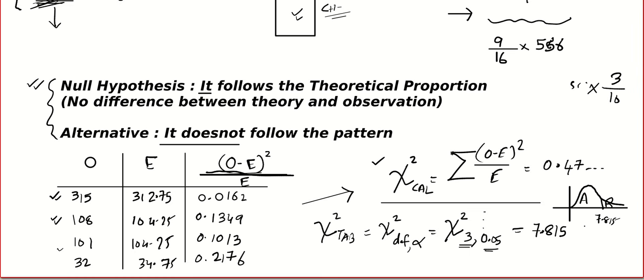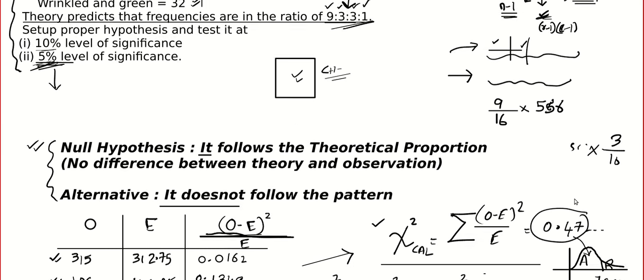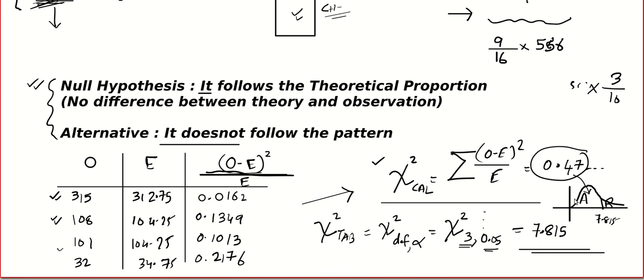Okay, and now step number 5, decision. So come on, tell me, what's your decision? 0.47 is in the acceptance region. So our decision will be to accept H0. So basically it means the ratio is good. It is following the ratio when we take a 5% risk.